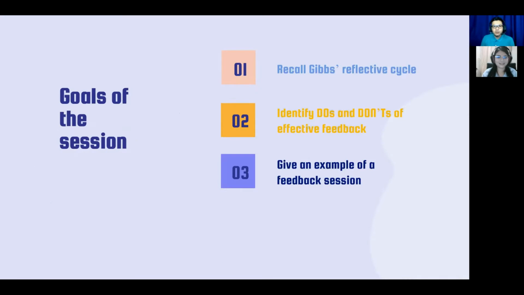So let's talk about the goals of this session. The goals of the session are first, recall Gibbs' reflective cycle, identify do's and don'ts of effective feedback, and give an example of a feedback session. All right. So teachers, if you want, you can take your notebook and pencil to take notes of the session. Also, answer the questions that will appear during the video.